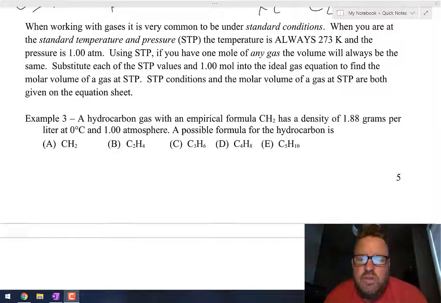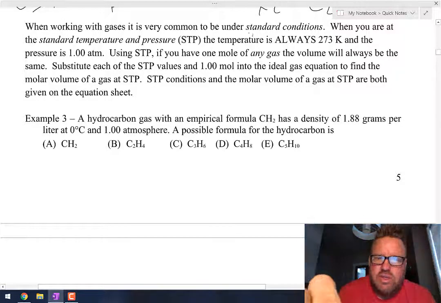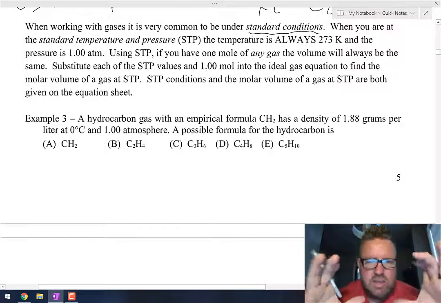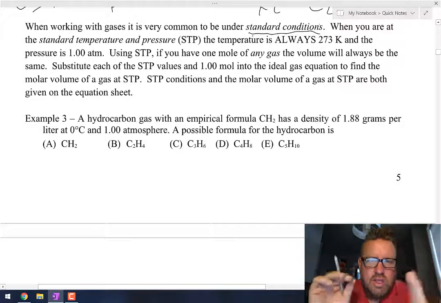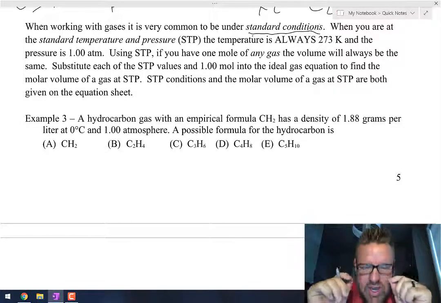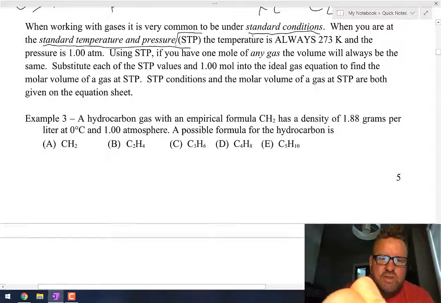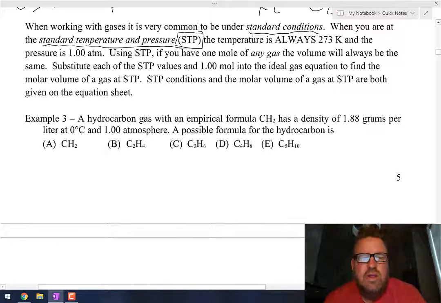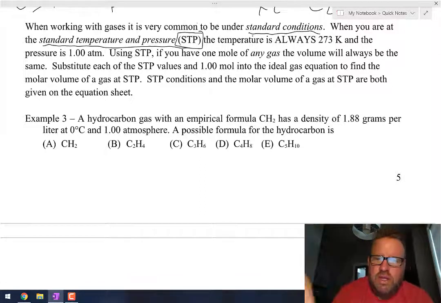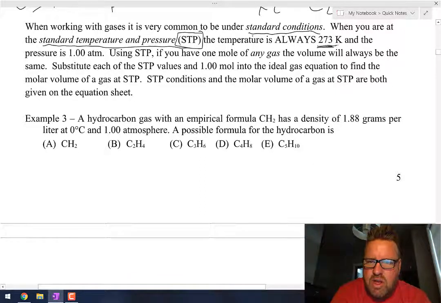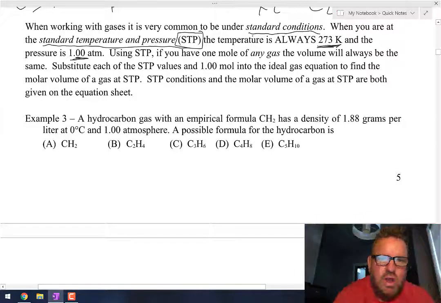Many times when you're dealing with the ideal gas equation, you will end up under what are called standard conditions. So basically the scientists said, hey, let's make a condition where the temperature and the pressure aren't going to change. When that happens, you're under what's called standard temperature and pressure. Many times they just abbreviate it with STP. So if they say a gas at STP, you have to know that means standard temperature and pressure, which means that anytime you're at STP, the temperature must be 0 Celsius or 273 Kelvin, and the pressure is 1 atmosphere.